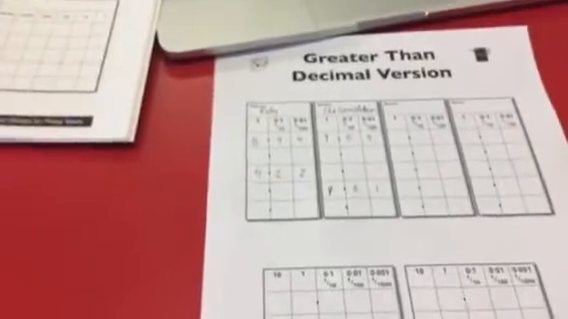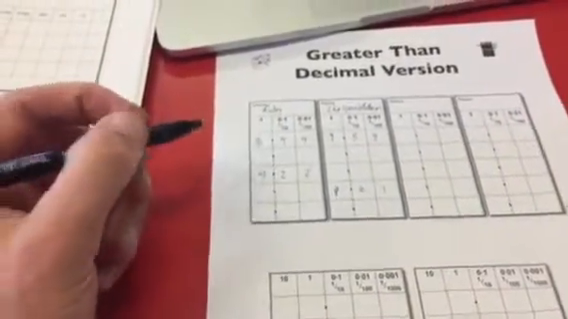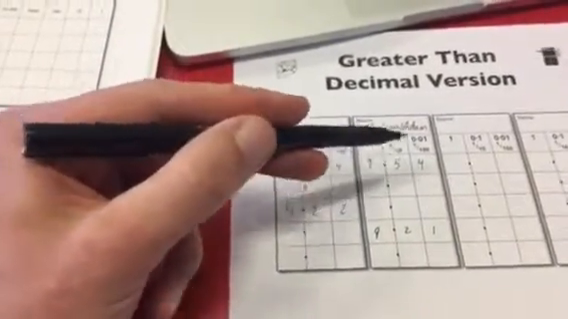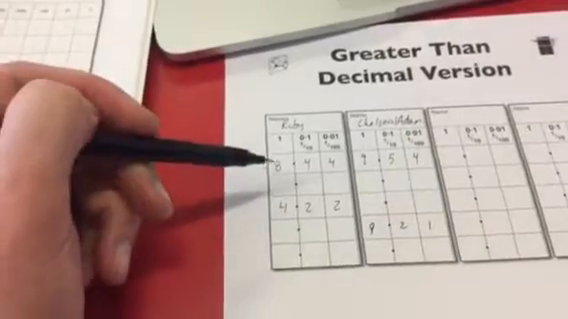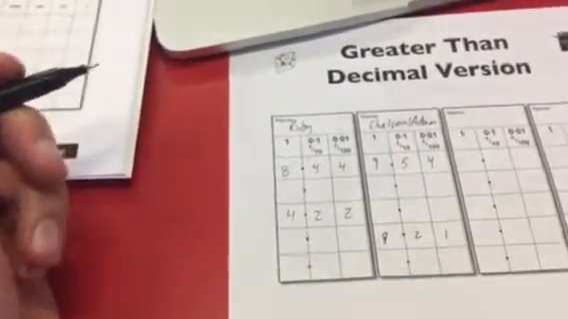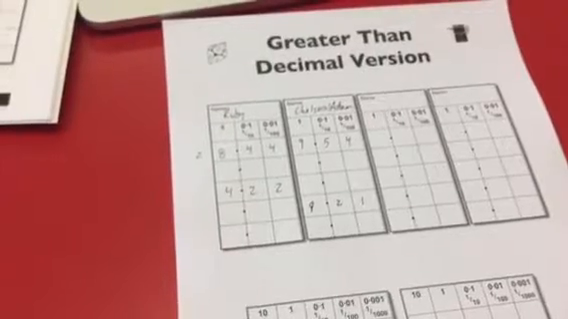So when all of these are full, then we work out who won each round. So the question is, is 9.54 bigger than 8.44? And the answer is yes, it is. So player 2 was the winner.